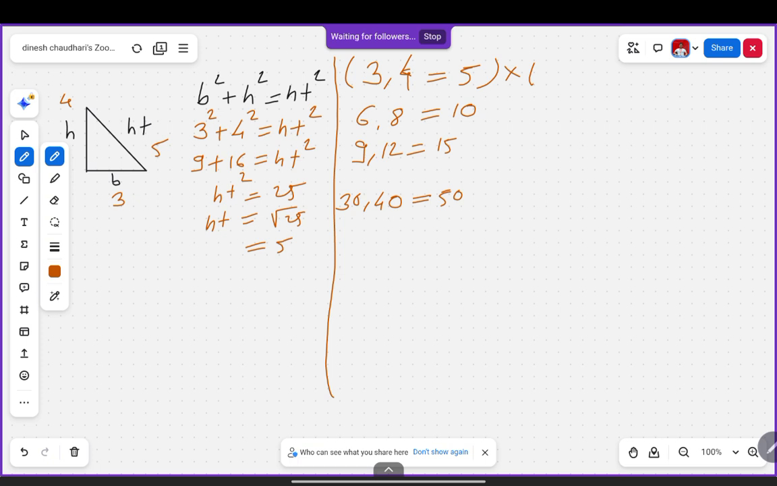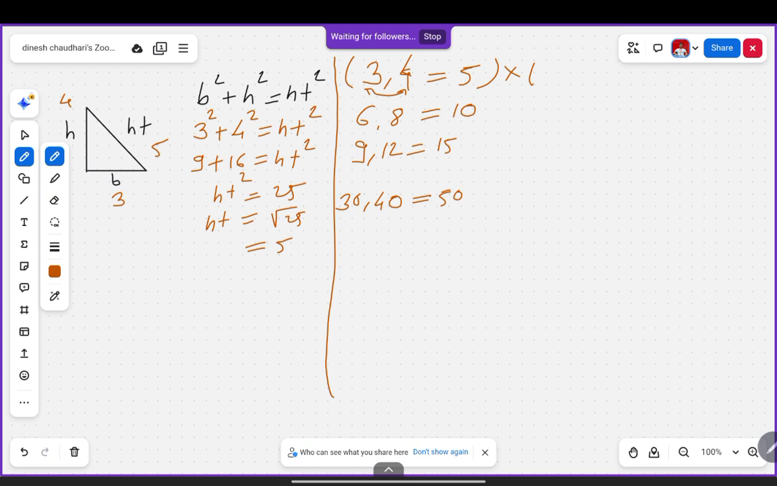Yes, it will be just a multiplication factor of 10 and it is 50. One point to remember here is this can be exchanged. It is not necessary that base should always be 3 and height should always be 4. Base can also be 4 and height can also be 3. So vice versa. These can interchange, but the squares of these two should equal hypotenuse square. That is the Pythagoras theorem.